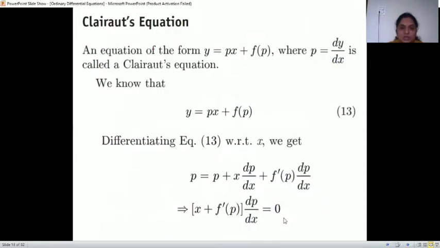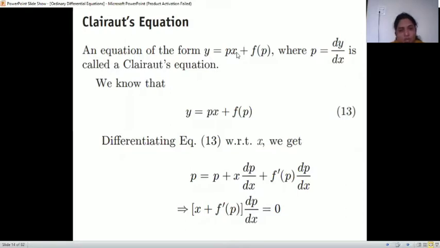Okay, next is Clairaut's equation. The Clairaut's form of equation is y equal to px plus f of p, where p is dy by dx. So your equation will be like y equal to x dy by dx plus f of dy by dx. Something like this, right? This is your Clairaut's form.